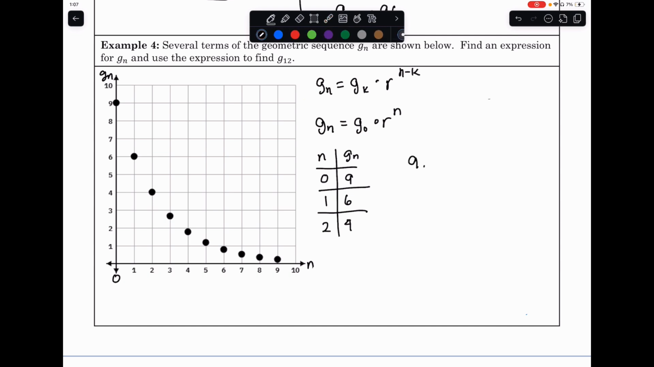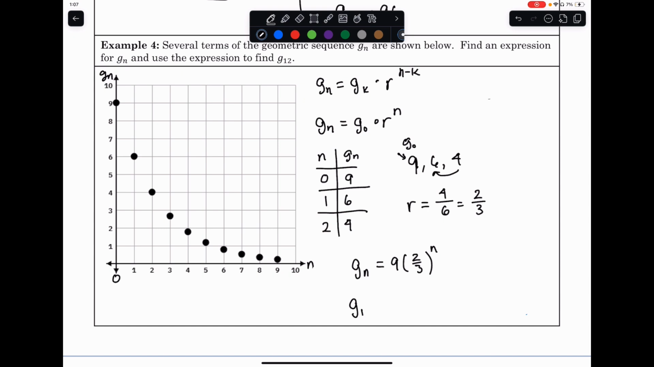Since the numbers in the sequence are 9, 6, and 4, all I have to do is get any number and divide it by its predecessor to get the common ratio. Not difference, but the common ratio. So here, r will equal 4 divided by 6, which reduces to 2 over 3. And since we know what the initial value is, G of 0 equals 9, that means that the function G of n is equal to 9 multiplied by 2 over 3 raised to the n power.